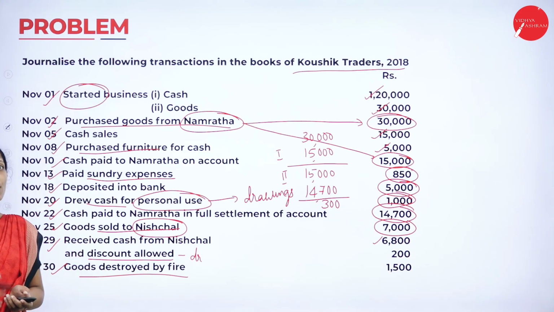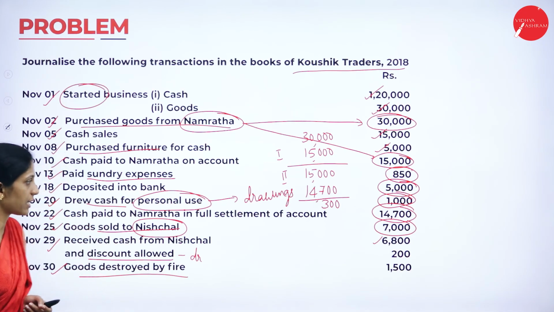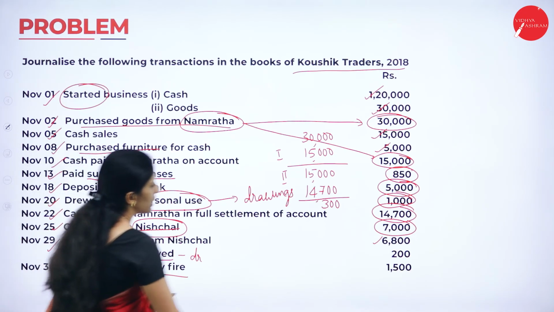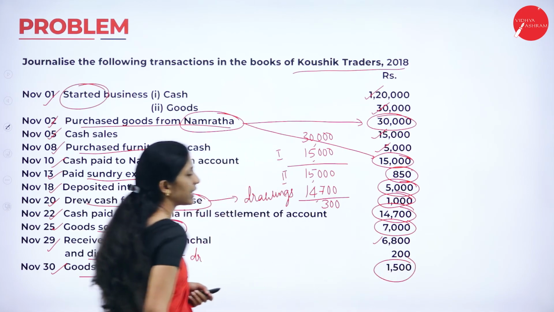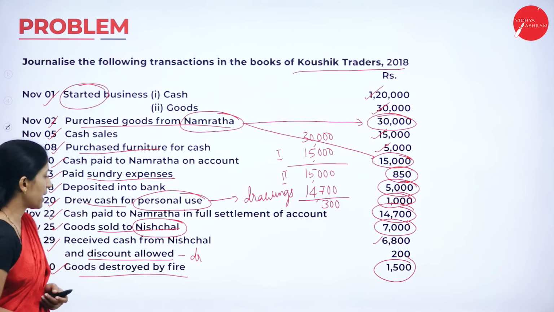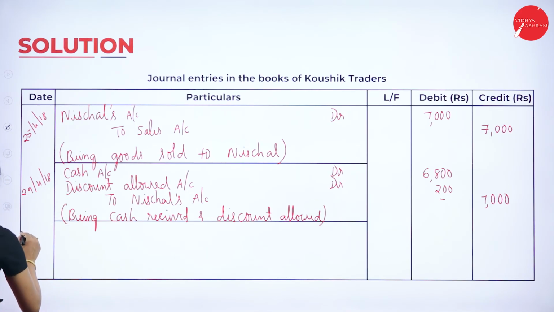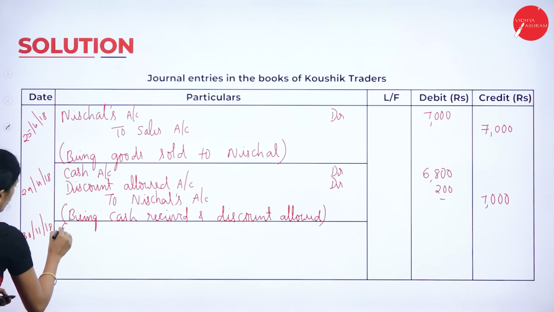Next, the last entry, goods destroyed by fire. Here goods are being destroyed by fire. So what decreases? Goods decrease, in the sense purchases decrease, worth 1,500. So what is your journal entry? Goods destroyed by fire account debit to purchases account. That is on 30th, 30th November 2018.